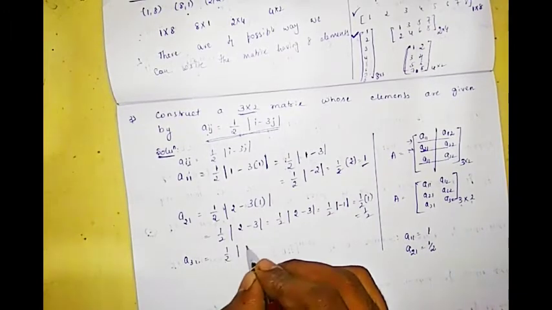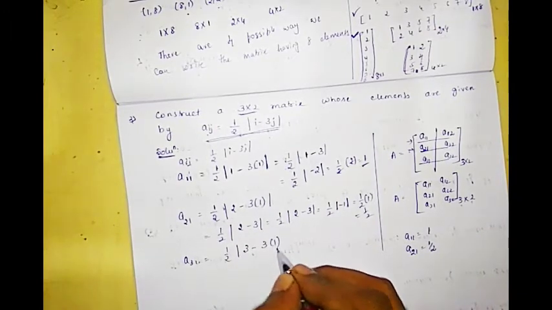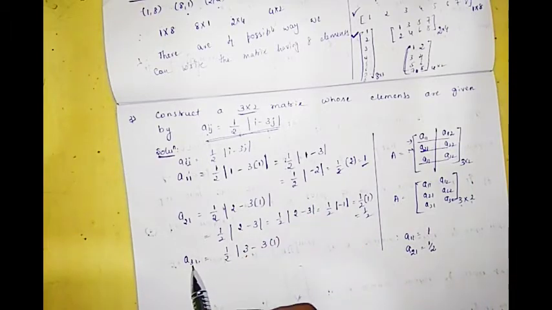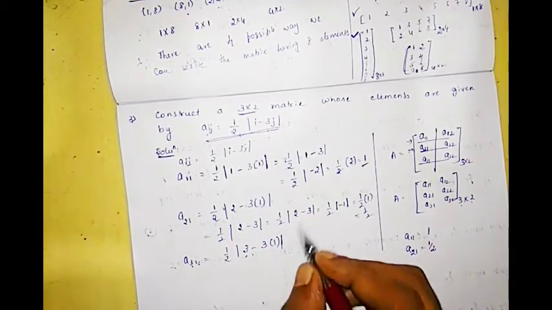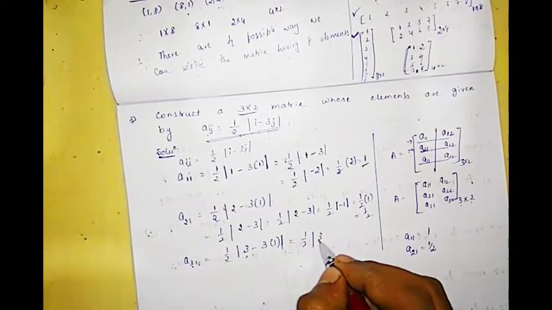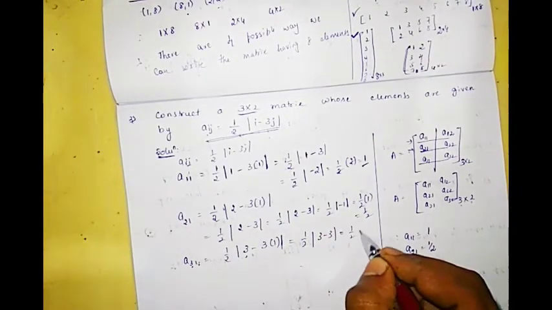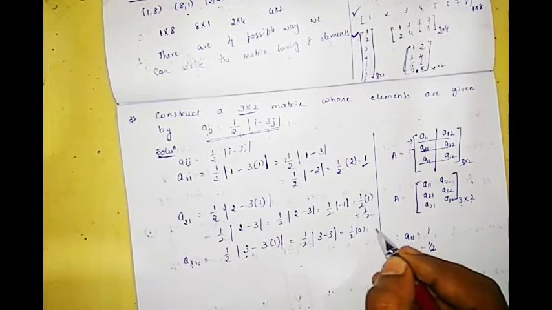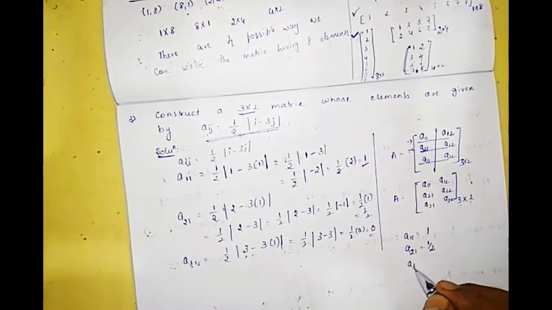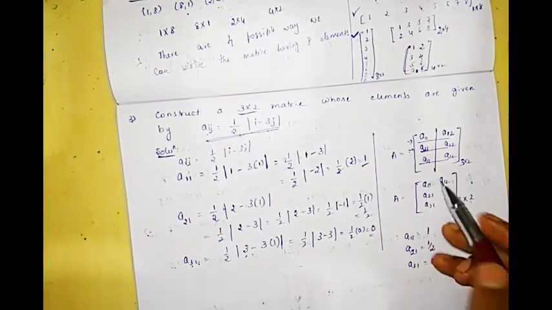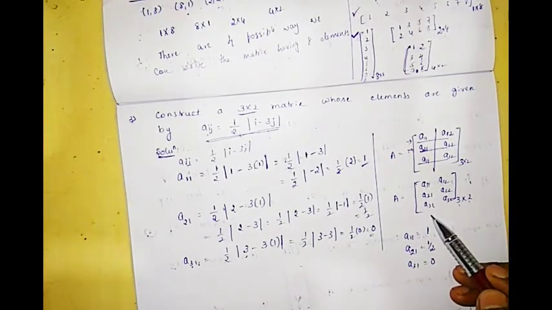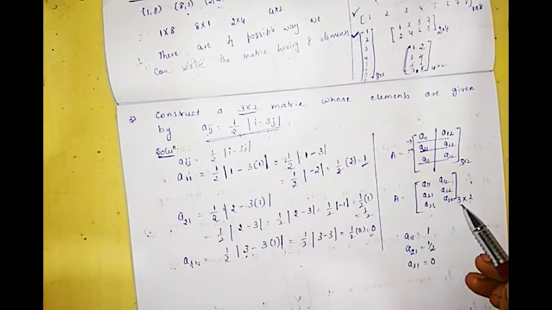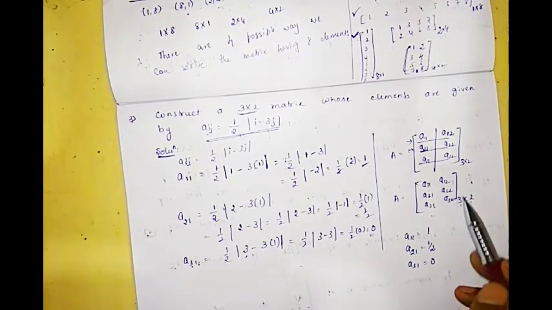Now A31, half into modulus of 3 minus 3 into 1. Why 3 here? In the place of I we have 3, in the place of J we have 1. Substituting this, half into 3 minus 3 is equal to half into 0. 0 multiplied with anything is 0. So A31 is equal to 0. Next, A11, A21 and A31 are done. A41 we don't want because it is a matrix of 3 by 2, so only 3 rows. A41 is not needed.